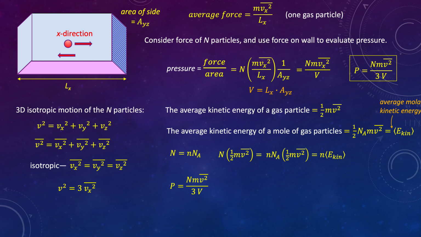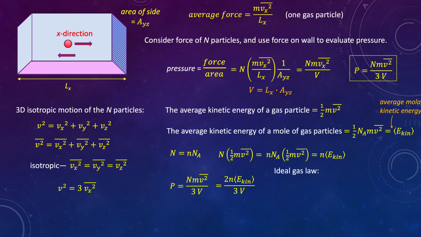So now I can begin to substitute this in for the things in my expression for pressure, which I've reproduced here. Notice that I have the number of particles times mv squared. Well, that's just twice the average kinetic energy. So I can rewrite this as 2n times the average molar kinetic energy divided by 3V. Now, how do I deal with this? Do I see some things that are familiar?